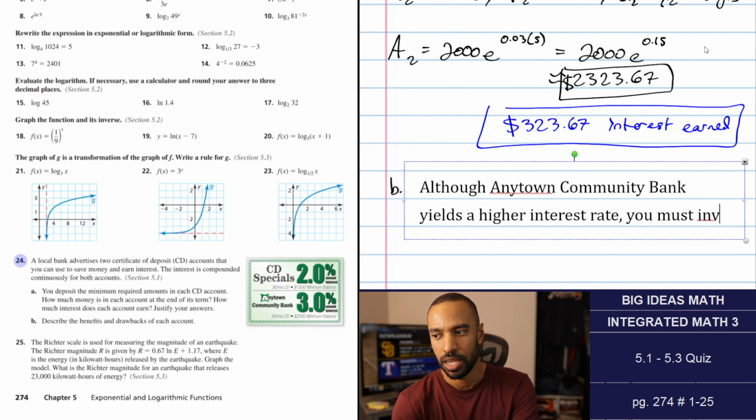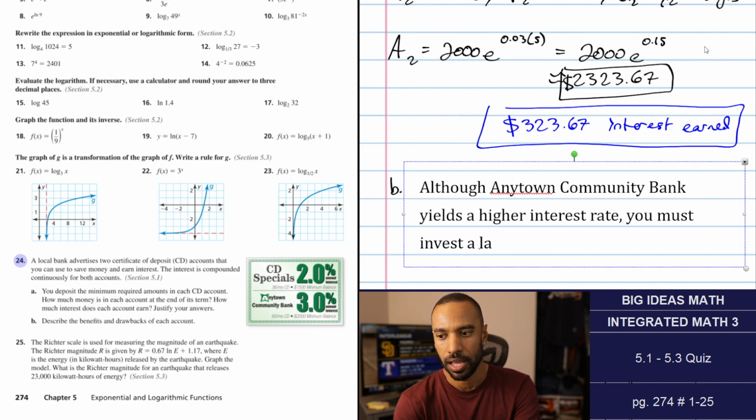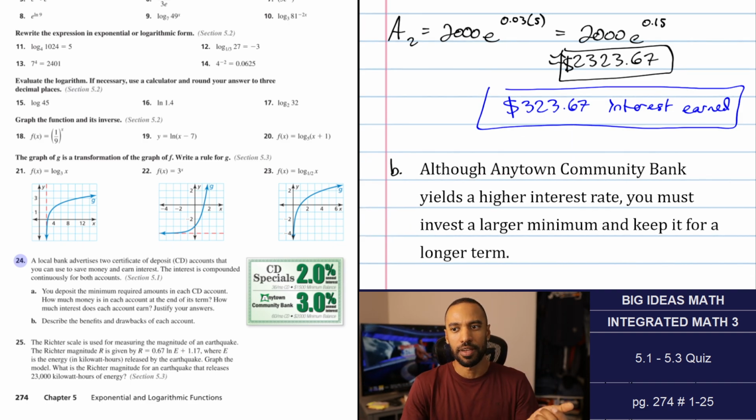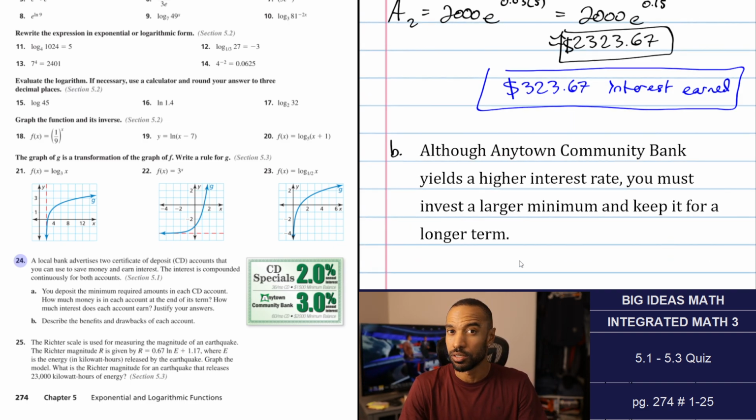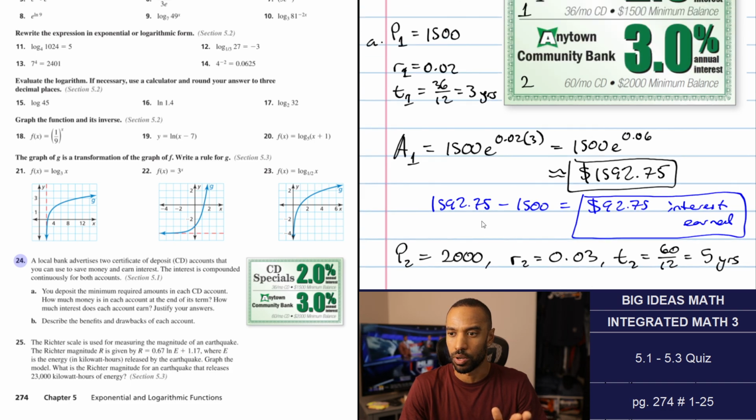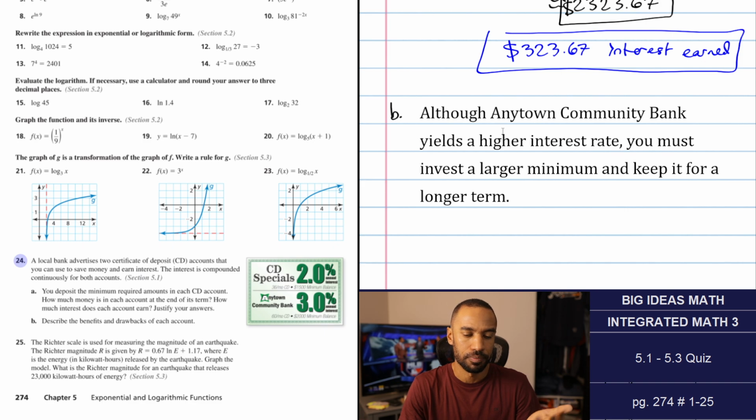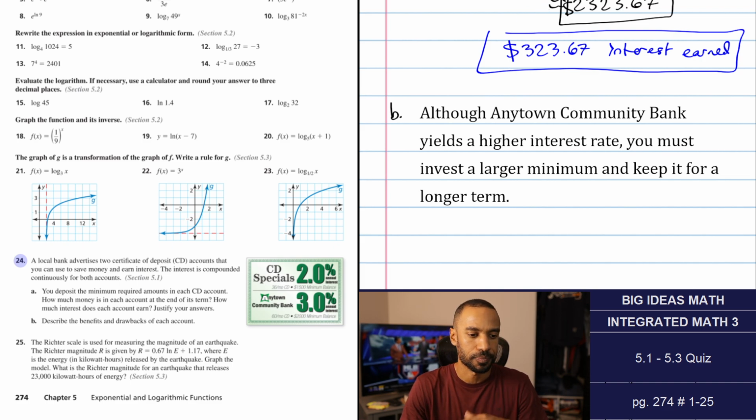you must invest a larger minimum and keep it for a longer term. So there's benefit if you can wait another 3 years. No, 2 years. This was 3, right? Another 2 years, but you still also have to commit more money to it. So that's everything as one. That's the benefits and drawbacks of one compared to the other.